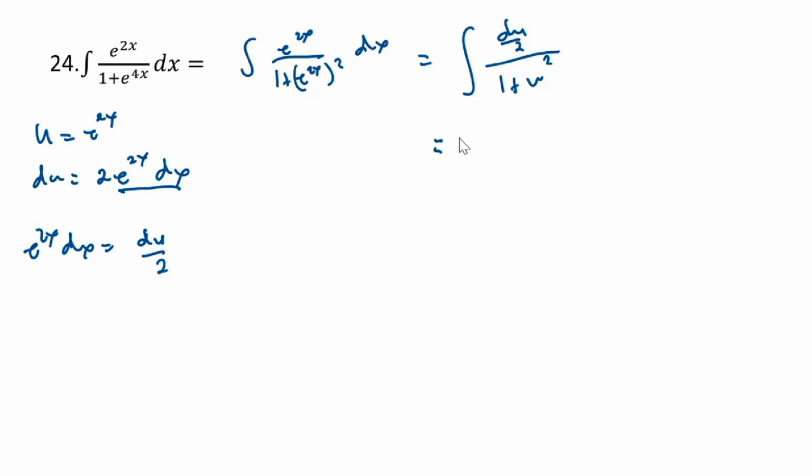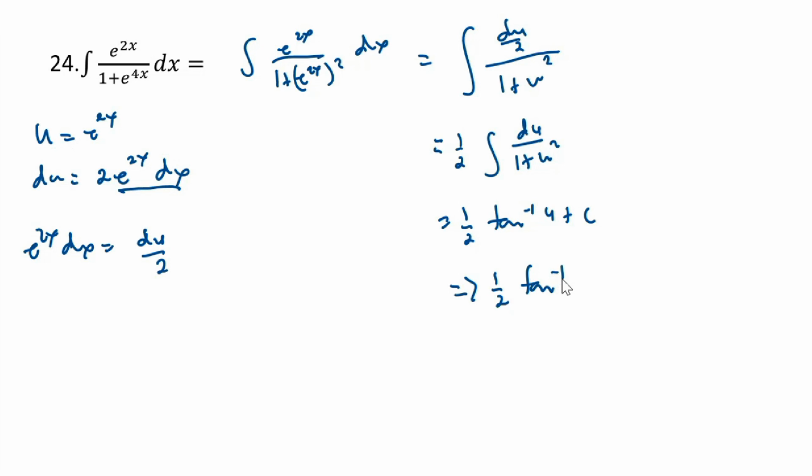So rewriting that, we can have now 1/2 the integral of du over 1 plus u squared. The integral of du over 1 plus u squared will give us arc tangent of u plus a constant, and our u is e raised to 2x. So therefore, we have 1/2 of arc tangent of e raised to 2x plus a constant.